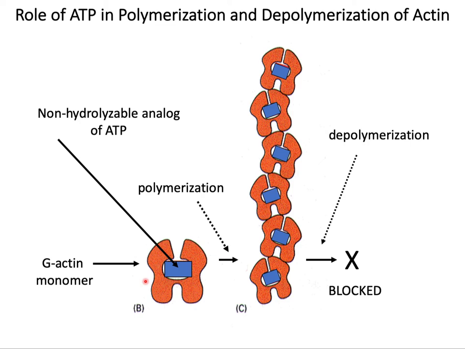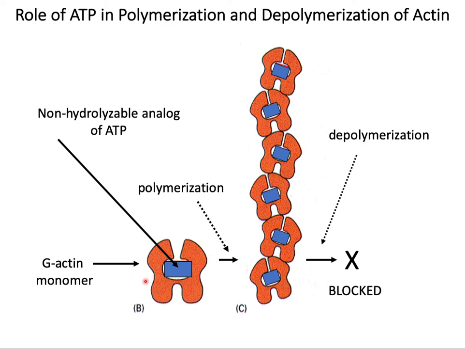G-actin monomers were charged with a non-hydrolyzable analog of ATP. What I mean by this is that it is a molecule that looks like an ATP, but it cannot be hydrolyzed to ADP. So it is permanently ATP.